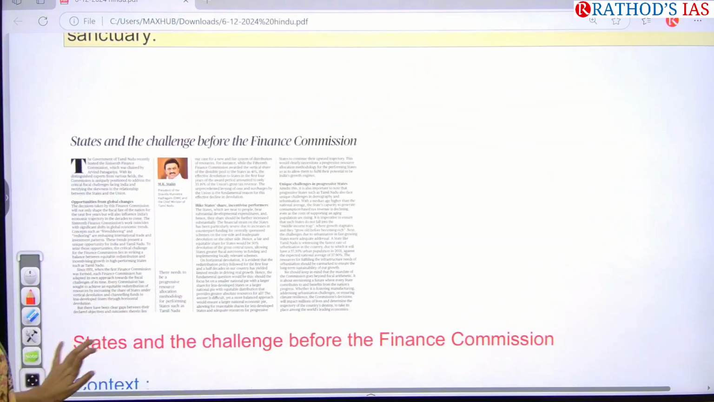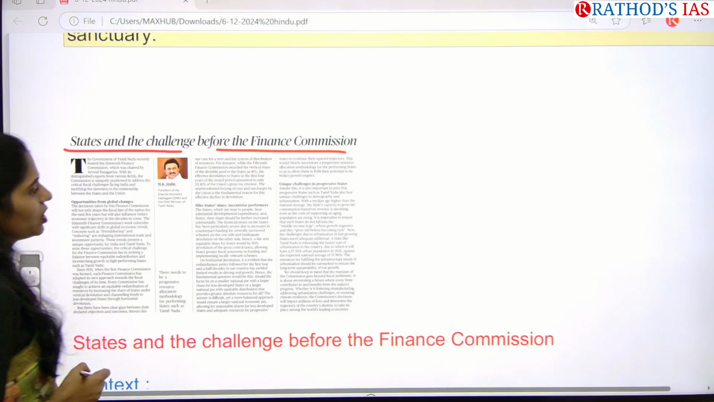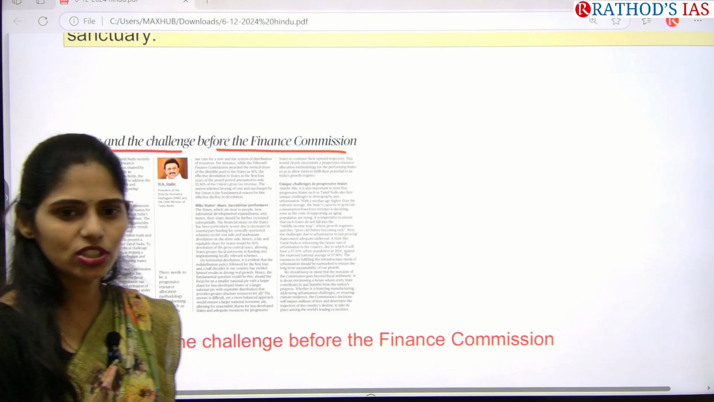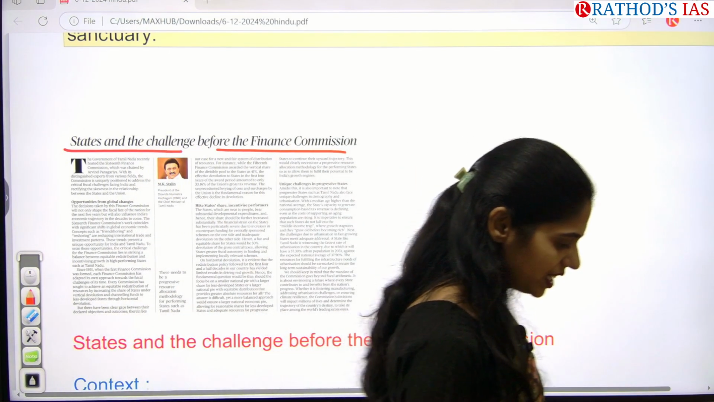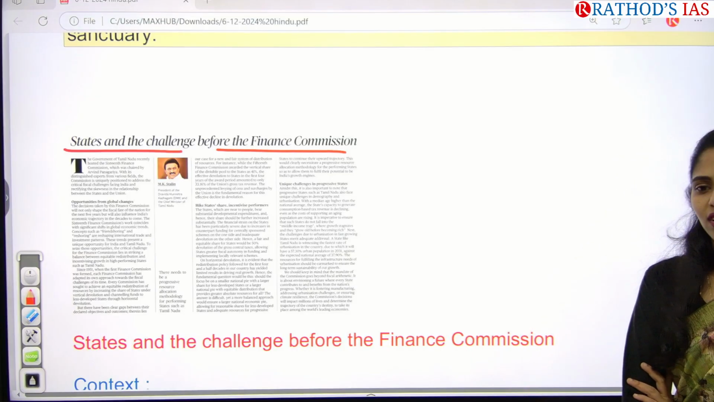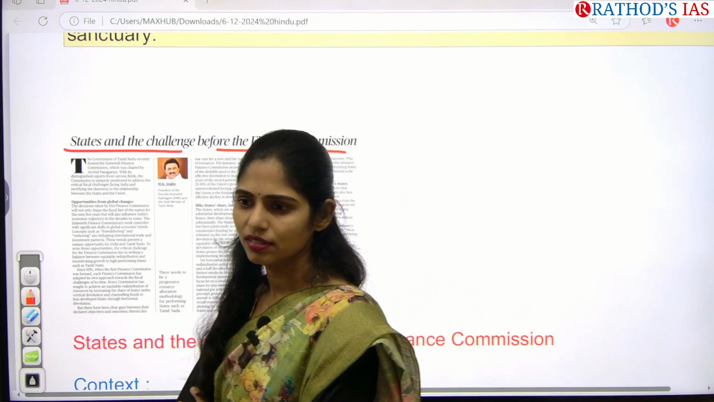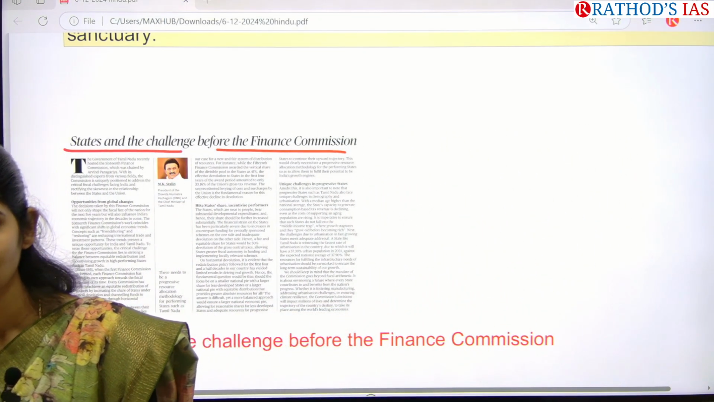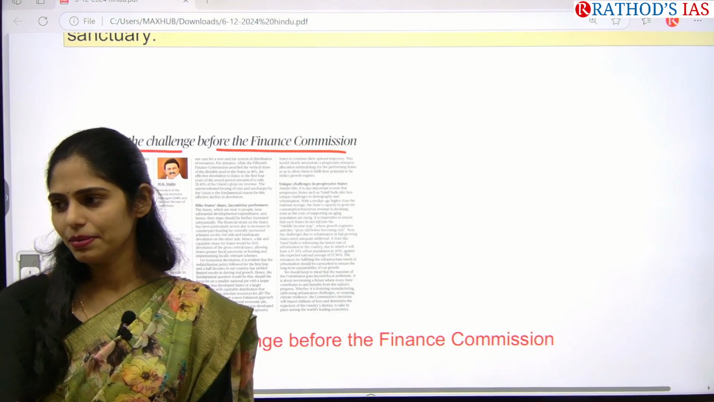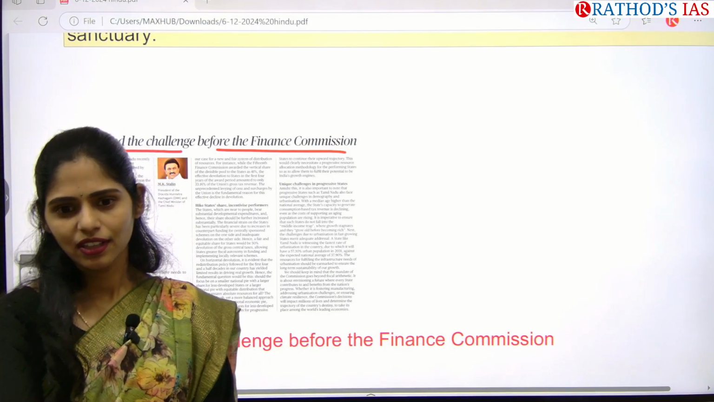Okay, next article, see here. States and the challenge before the Finance Commission. What is the Finance Commission? Is it a constitutional body? Which article talks about this Finance Commission? Article 110 talks about money bill. 112 talks about annual financial statement.